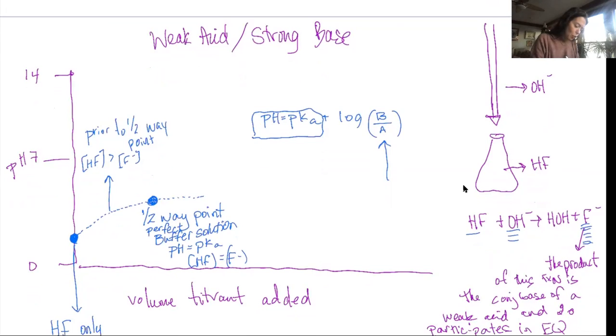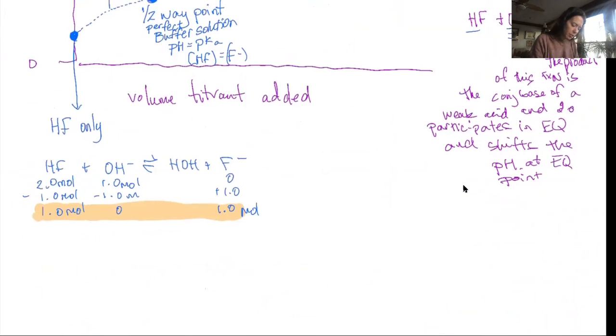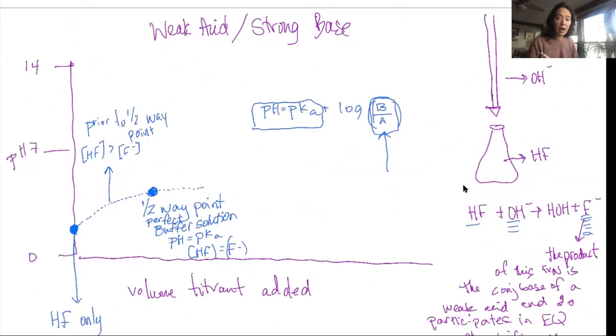And once we get to the halfway point, these are equal to each other, as we saw down here, 1 mole, 1 mole. And therefore, when we divide them, it's 1, and log of 1 is 0. We have the pH equals the pKa at the halfway point.